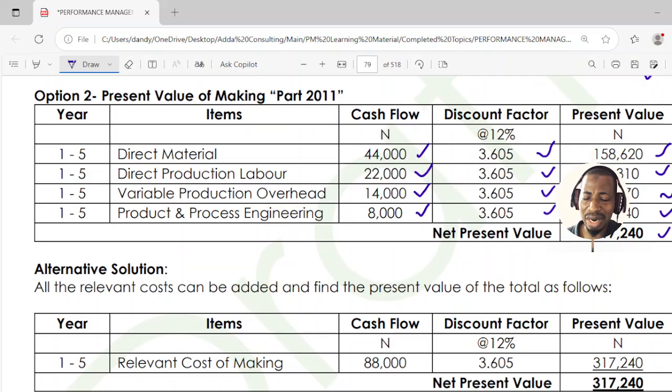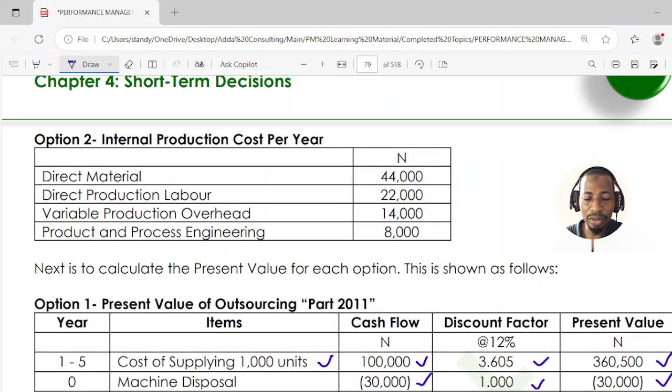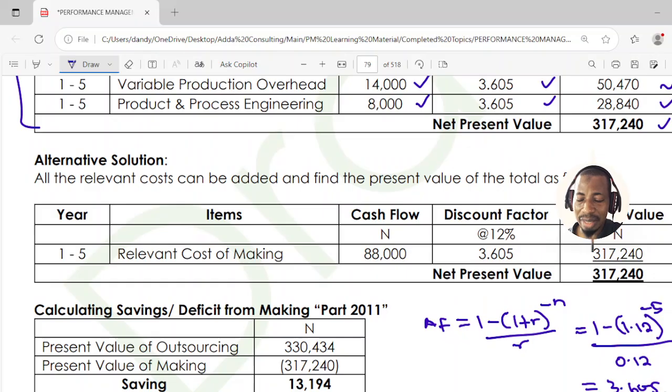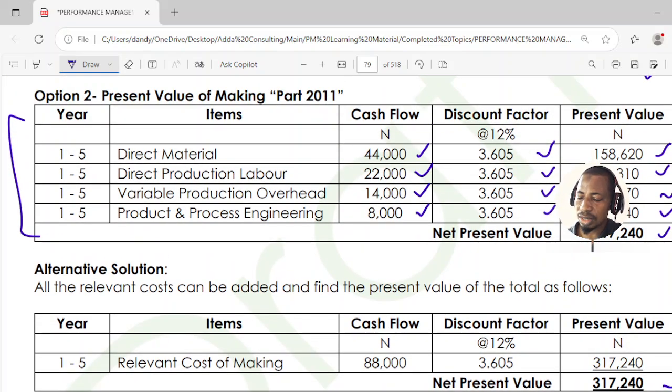If I don't want to follow this route, because going through all of this is too long, it is better for you to even follow this, because shortcuts at times can lead you to trouble. But all I need to do is just add up all the relevant cash flows for internal production. Since they are affected by the same annuity factor, why should I be worried? When you add up everything together, that's 88,000. So I will just discount the 88,000 by 3.605, and I will still get the same answer. So instead of going through all of this, you can also do it this way.